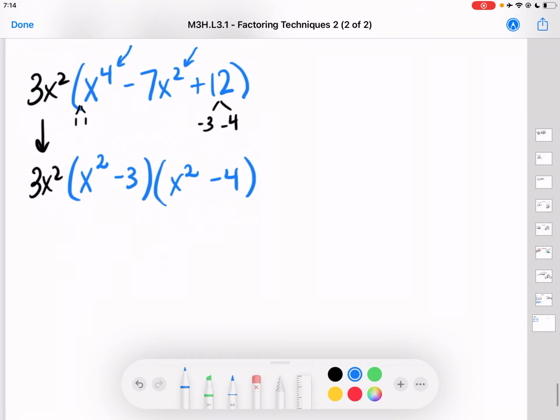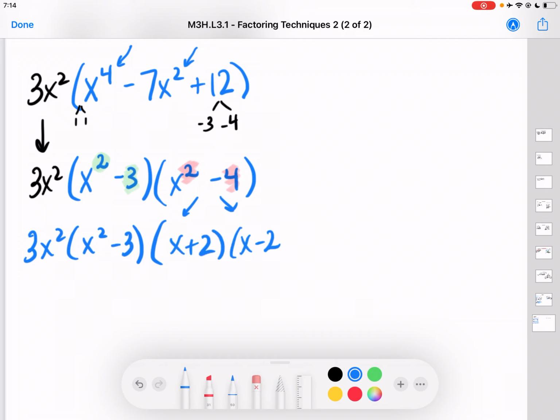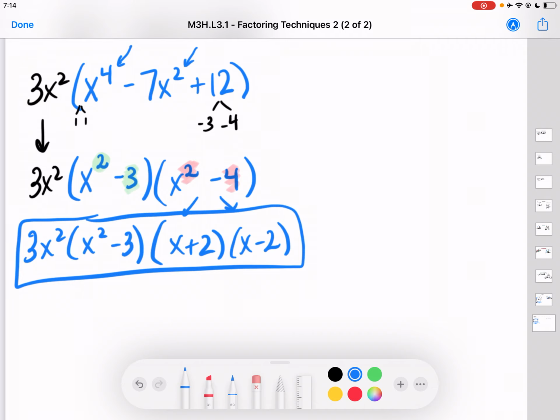And then once again, double check. Anytime you still see exponents, double check to see if they factor more. So it's x squared, so it could be different perfect squares, except that 3 is not a perfect square. But on the second one, we also have a 2, and 4 is a perfect square. So that one can factor more. So I'm going to write those first two down, but this x squared minus 4 will just be x plus 2, x minus 2, and you are done.